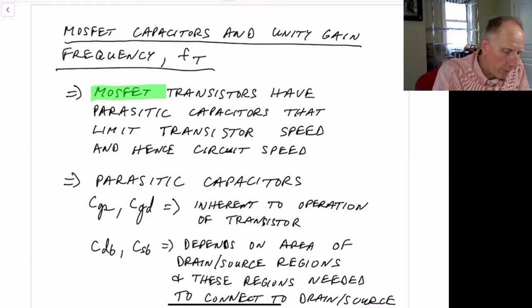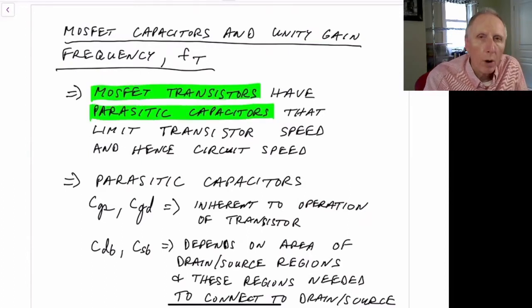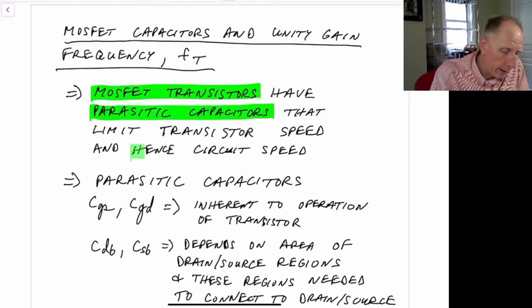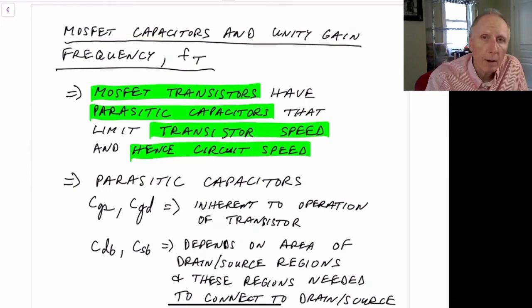So we'll see that MOSFET transistors have parasitic capacitances. They're always present. And they effectively limit the speed of the transistor, and hence they also limit the circuit speed. So they limit how fast our transistor will go, and as well that limits our circuit speed and what we can do with them.